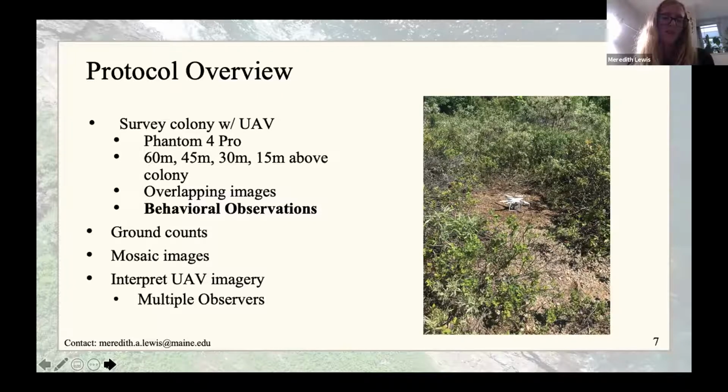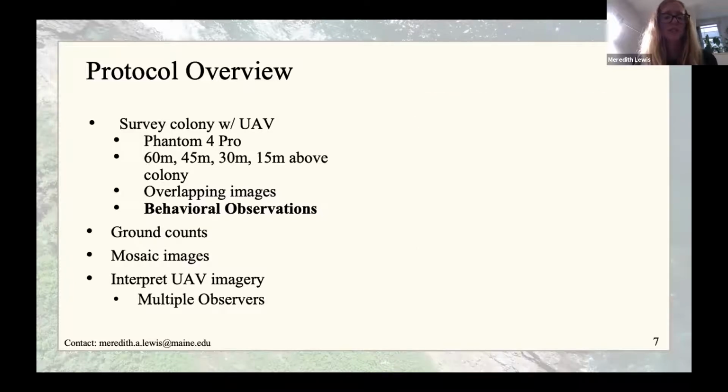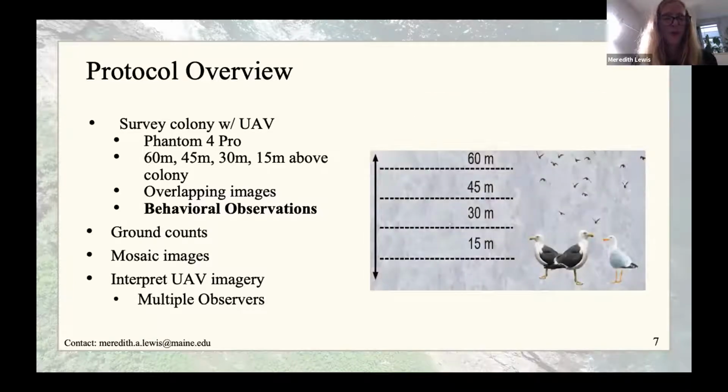The UAV collects a series of overlapping images, and I was able to change the overlap depending on if I wanted to have less of a risk of having missing spaces. And then we also did behavioral observations while the UAV was flying, which I'll get into a little more on the next slide. For colonies where disturbance wasn't necessarily an issue, we did do ground counts of select colonies.